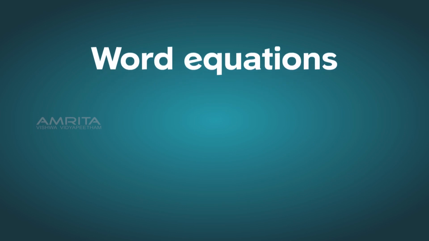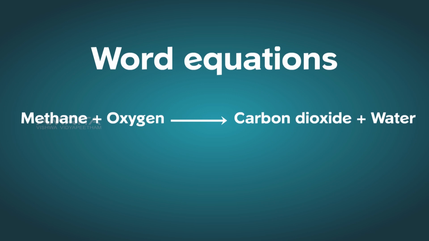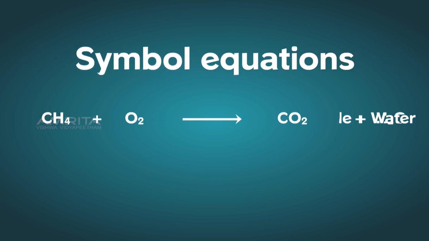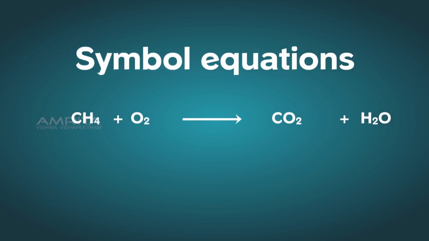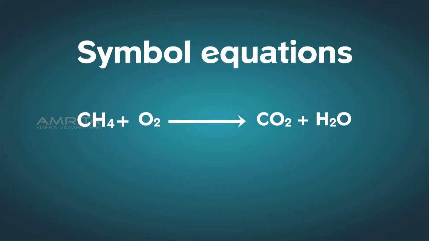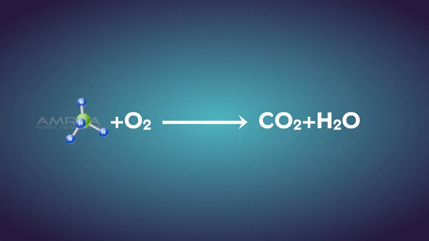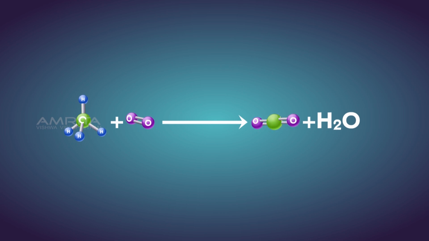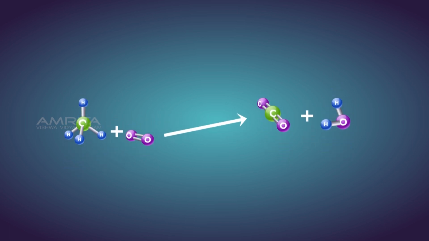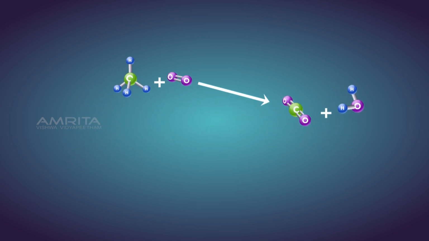In a word equation, the names of the reactants are linked together with those of the products. But in a symbolic equation, these are described using symbols and formulae of the reactants and products. This equation describes the reaction between methane and oxygen that yields carbon dioxide and water. But is there something which doesn't add up? Yes, the equation is not balanced, so let's try to balance it.